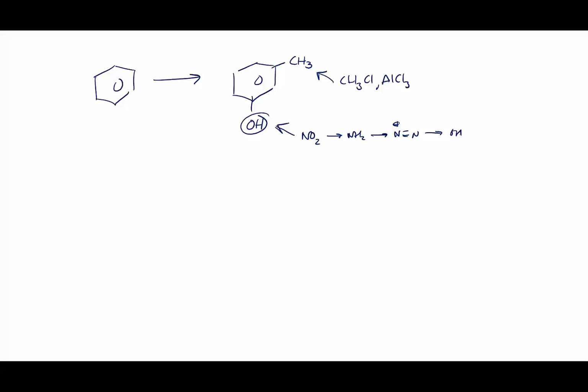But since these two groups are meta, here I have to take into account what? Which group should I add first or start adding first, and then when should I add the other group? So in this case, what would you want to do? Add nitro first, and then the methyl, and then finish out the nitro to add the OH.